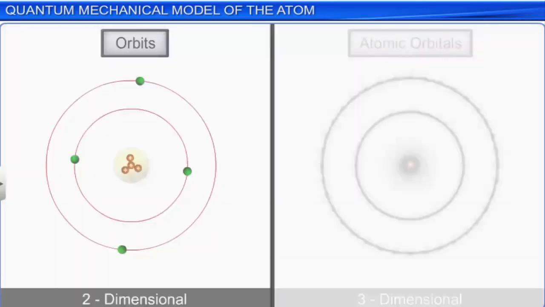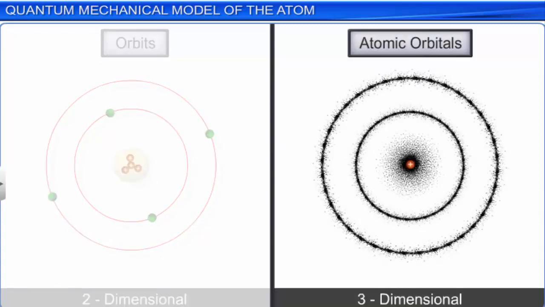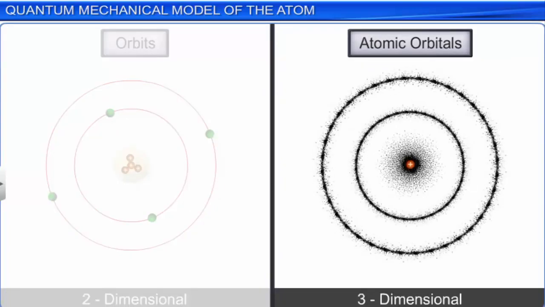Note that these orbits are two-dimensional circular paths around the nucleus, in which the electrons revolve, whereas atomic orbitals are three-dimensional regions around the nucleus where the probability of finding an electron is the maximum.